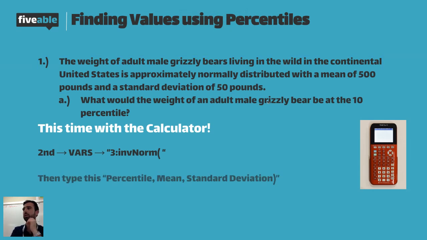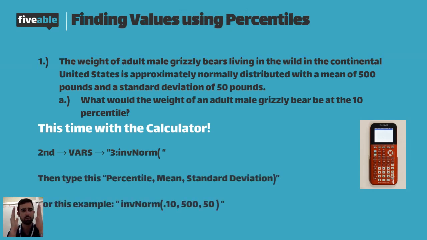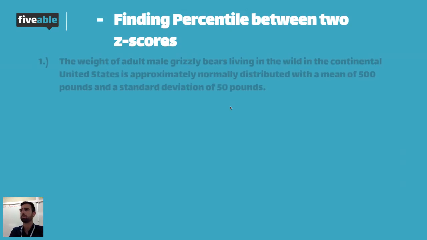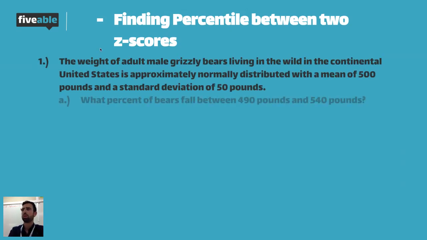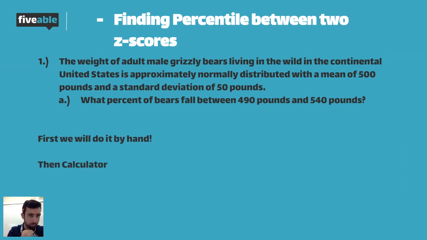All right, the last thing we're going to cover is finding percentiles in between two numbers. Same situation, but let's say we want to know what percentage of bears fall between 490 and 540. So how would we solve that? First we'll do it by hand, then we'll do it by calculator, like always.